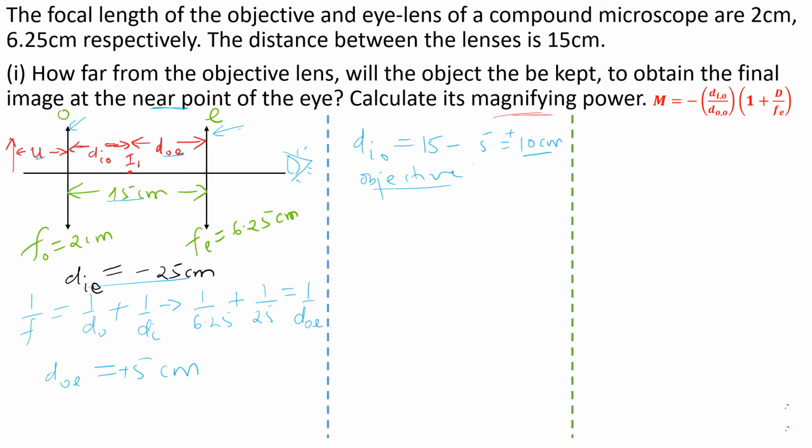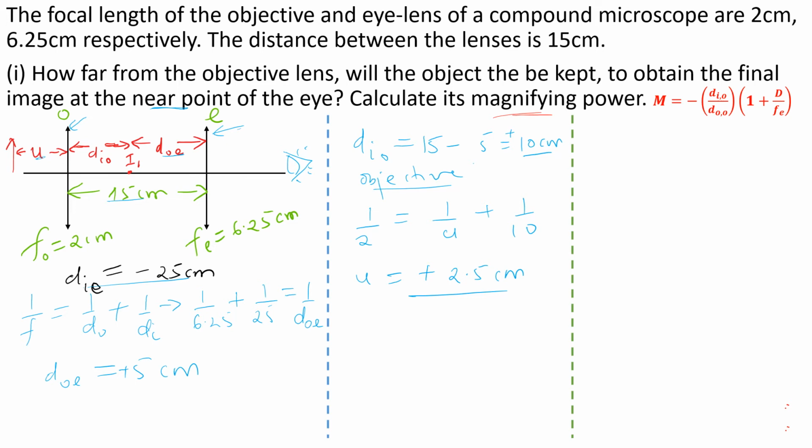lens. We can use the lens formula again, 1 over F, which is now 2 centimeters, equals 1 over U, which is the object distance, plus 1 over the image distance, which is 10. So in this case, U is going to become 2.5 centimeters. So the object should be placed 2.5 centimeters on the left of the objective lens for the final image of this setup to be formed at the near point.